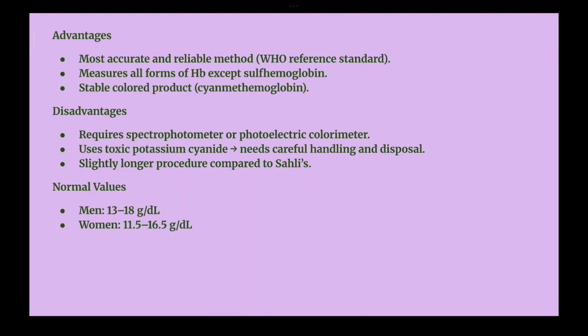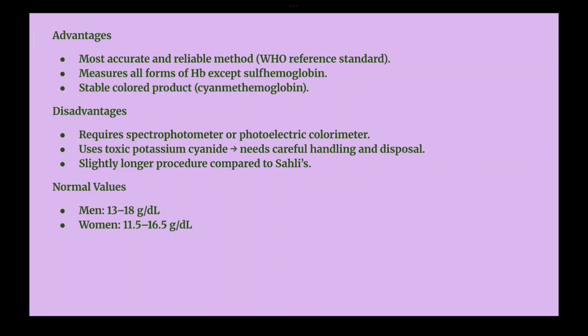The disadvantage of this method is that it requires a spectrophotometer or a photoelectric colorimeter, which might not be available at all times to determine hemoglobin estimation. Also, it uses toxic reagents like potassium cyanide, which can be very difficult to dispose of and to handle. Cyanide is a poison that is added to determine the hemoglobin, and this method is slightly longer compared to Sahli's method because it requires the settling and reaction of the hemoglobin along with the potassium ferricyanide.